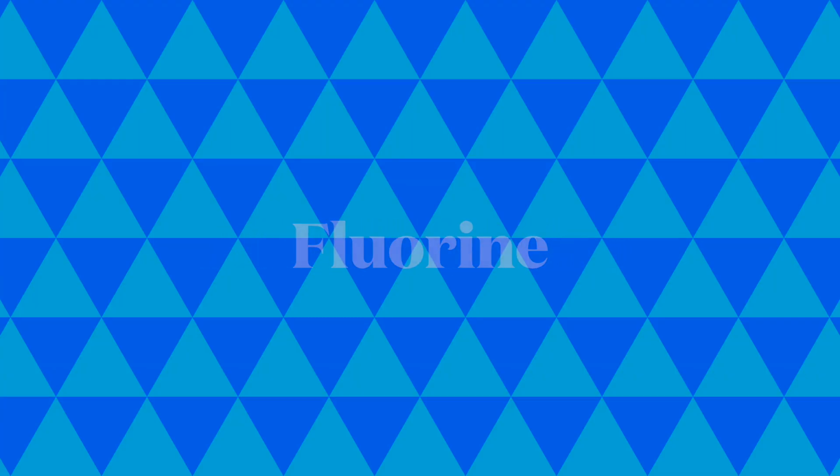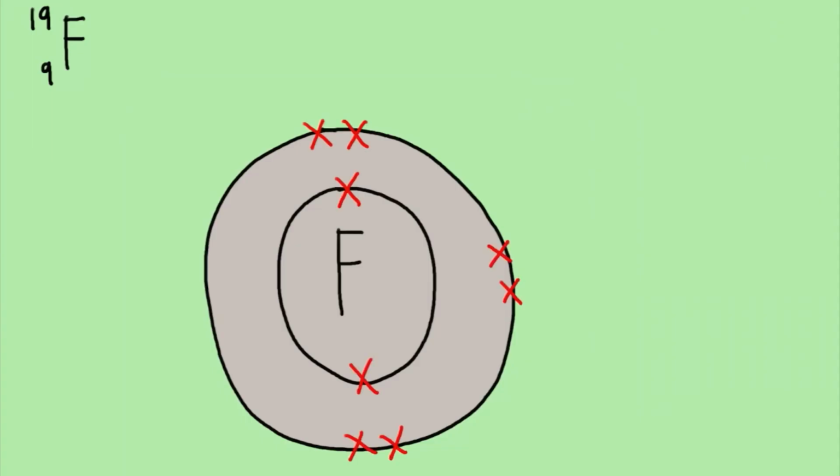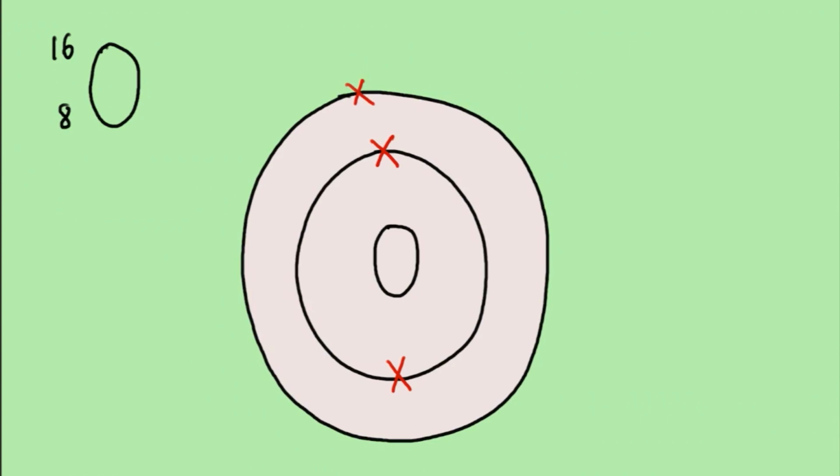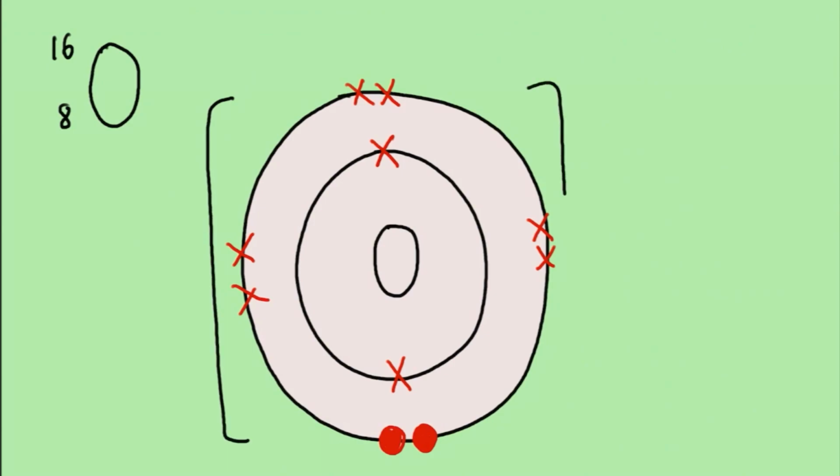Let us now look at fluorine in group 7. When fluorine reacts, it gains a single electron to get an overall charge of -. When oxygen reacts, it is in group 6, so it gains 2 electrons to get an overall charge of 2-.